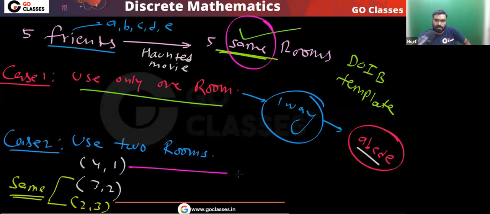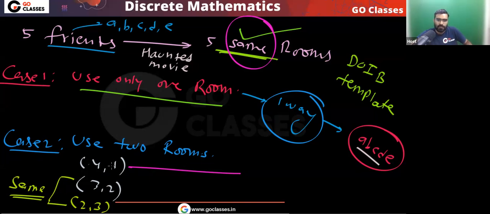So here it means 4 people together, one person going separate. This person will die, right, in the haunted movie. If this movie is the haunted movie, then this person is gone. He is being smart, you will say. But in this haunted movie, he is gone.